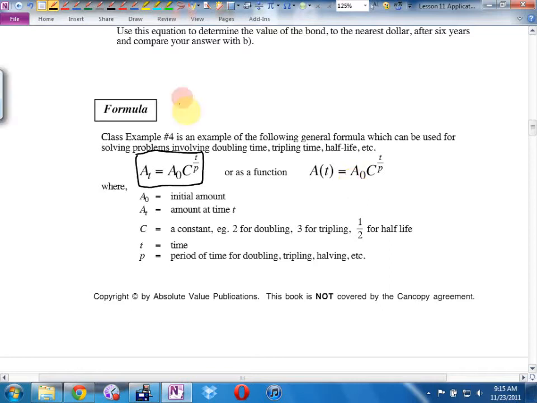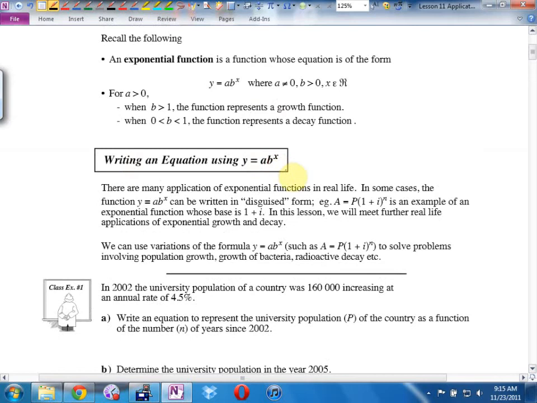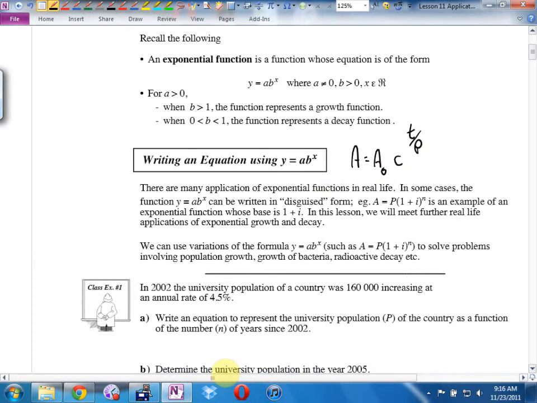You don't need to write that right now. Yes, you do. Can you turn back, please, to the beginning of the lesson? And right where that paragraph of blah, blah, blah is, where it says writing an equation using y equals a b to the x, we're going to say actually it's going to be A equals A0 C to the T over P. Write that down. Put a box or a star or something. You do need to memorize this equation. If you discipline yourself to write it down every time you're doing a question, even if you've just written it in the question above, that's probably the easiest way that your brain will just memorize it, because you're naturally lazy. Let's talk about what all of these mean.